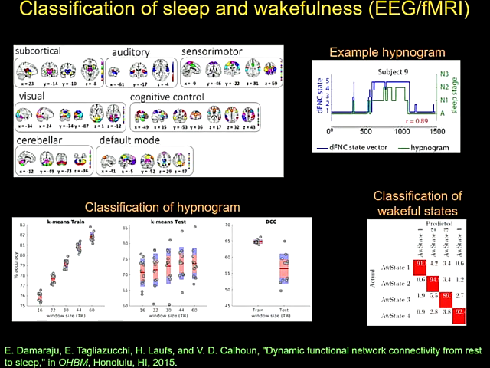So here, if we look at sleep and wakefulness, this was an extended study where people did fall asleep and get into deeper sleep states, from Enzo Tagliazucchi's group. And we find that we get a very high ability to predict the sleep state. Here's the EEG hypnogram, which predicted sleep stage, and one of the dFNC state vectors. And they're highly correlated. So we can predict sleep stage using these fMRI patterns.